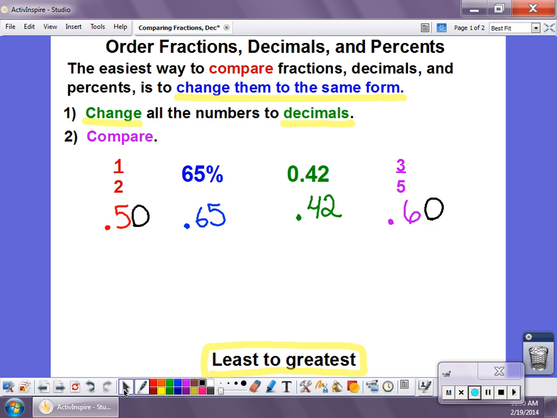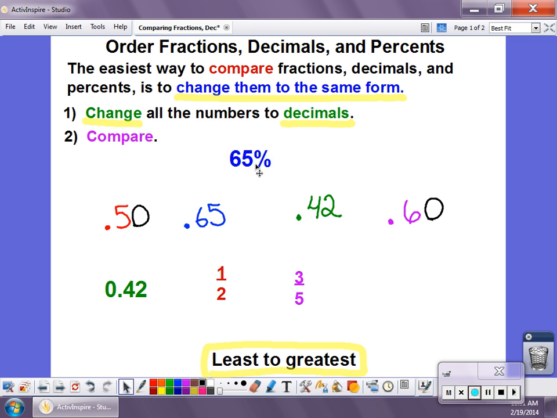So what I need to do is just figure out which is my smallest amount of hundredths. Well, 42 is the smallest amount of hundredths, so that's my lowest decimal. So I'm left with 50 hundredths, 65 hundredths, and 60 hundredths. Well, 50 hundredths is the next smallest amount, so 1/2 is going to come next. Now I have 65 hundredths and 60 hundredths. 60 is less than 65, so these last two numbers go into place like this. And this is how these numbers would be arranged in order from least to greatest.